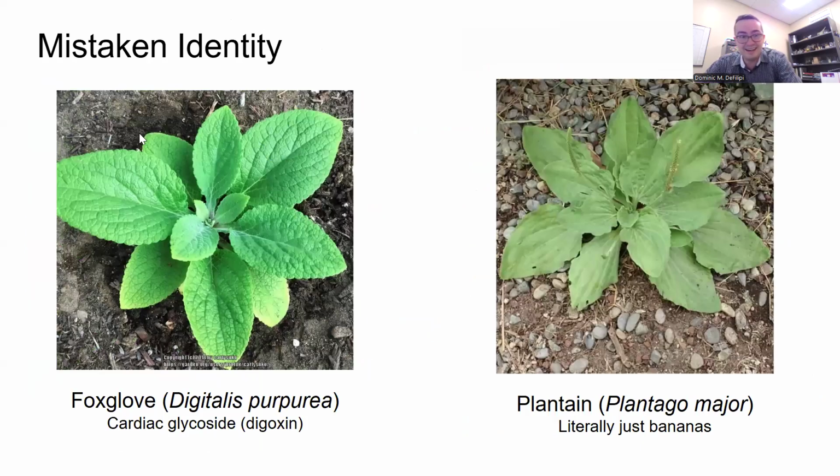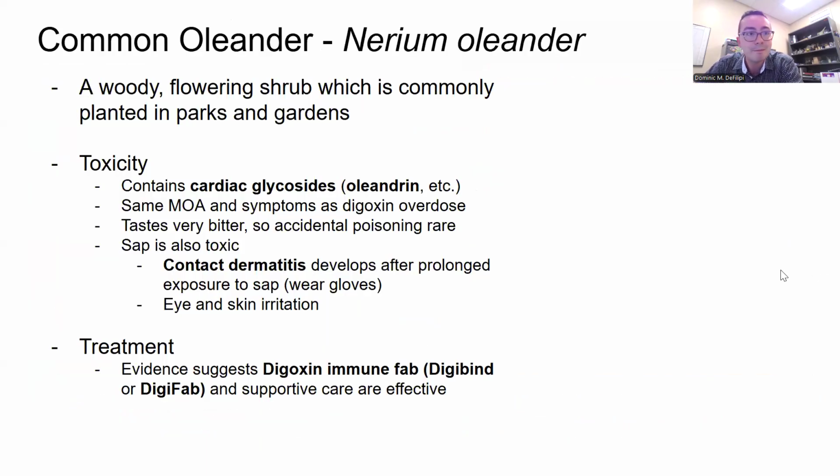As I was saying with mistaken identity, this is how close foxglove looks to literally a plantain plant. I mean, you can see how that could potentially be dangerous to gardeners and foragers alike.